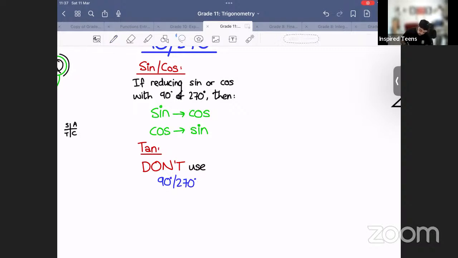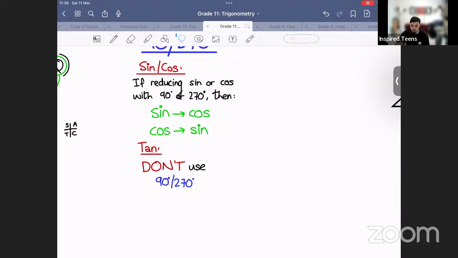Okay, so for sine and cos, when we use 90 or 270, if we're reducing with 90 or 270, then sine will change to cos and cos will change to sine. The reduction angle always falls away. When you're doing reduction, the reduction angle falls away. I know these are rules and we haven't done them practically yet, but they'll make sense in a bit.